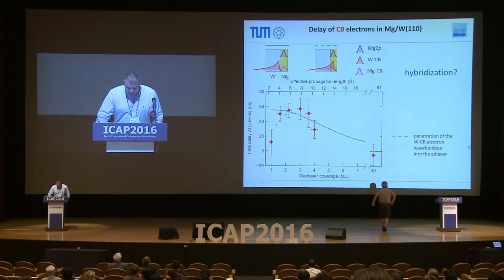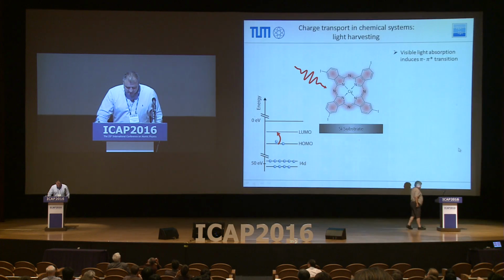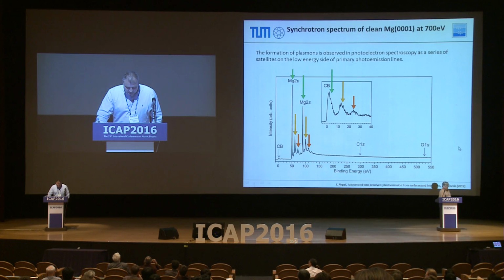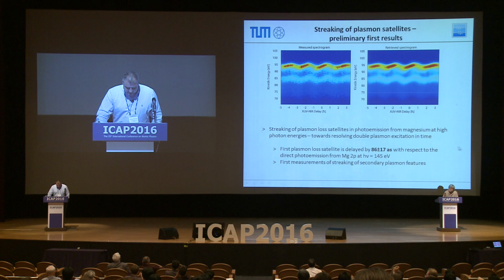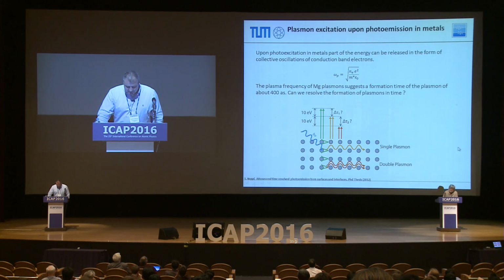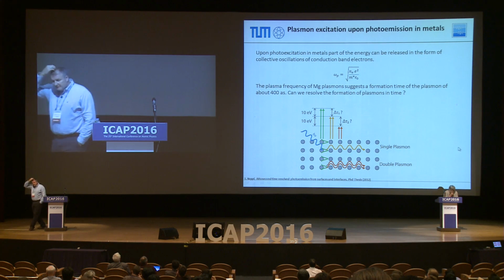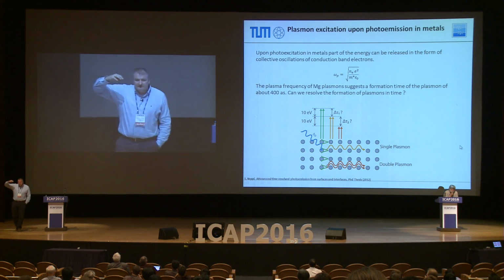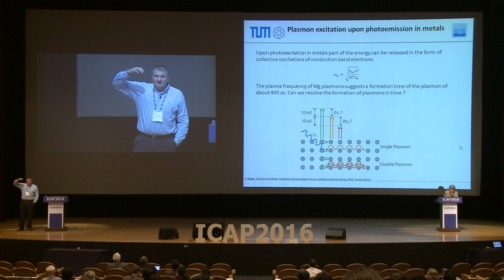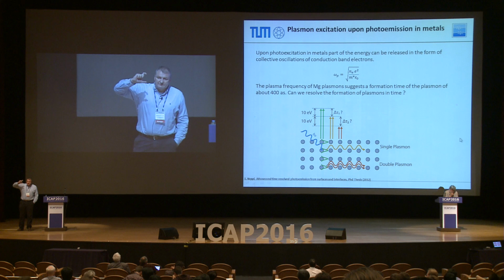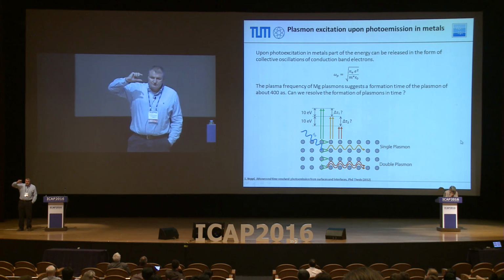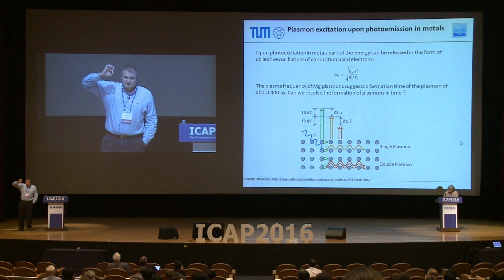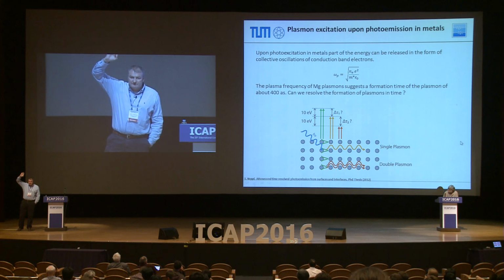I repeat the question. The question was if I can comment on the role of surface states. If you have surface states, of course, the electrons are localized at the surface. That means that the inelastic mean-free path, which we assume, does not count, but you just have the electrons coming from these surface states.